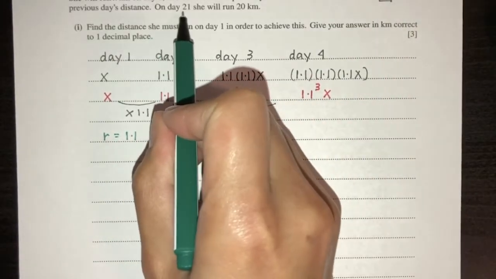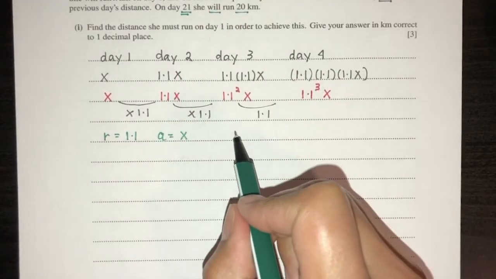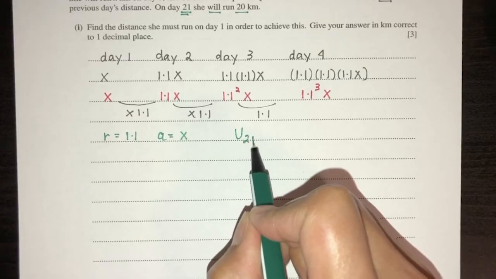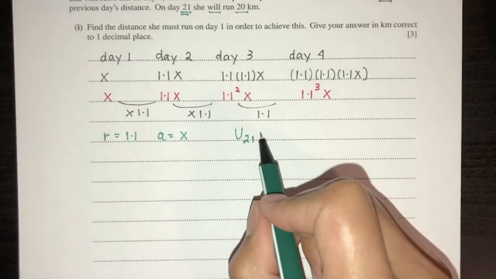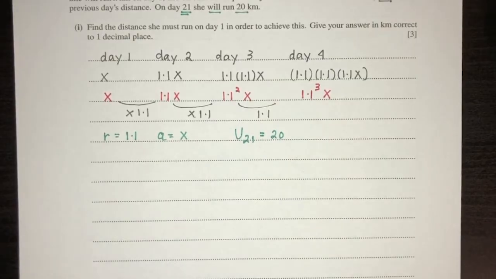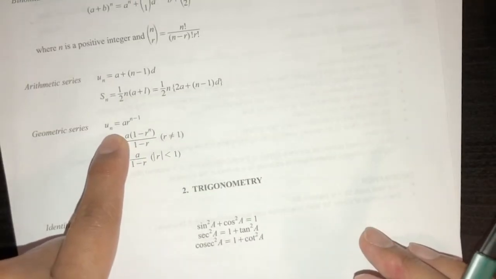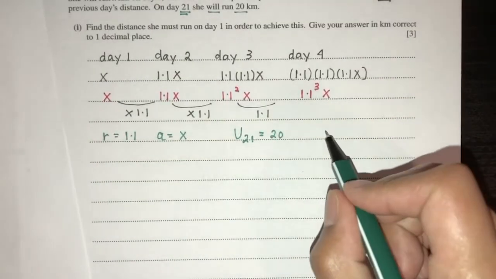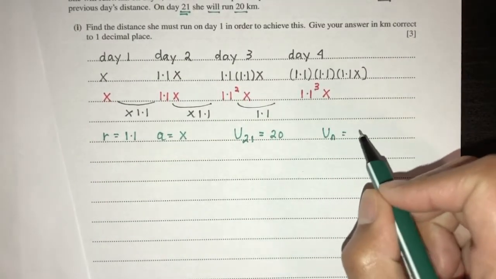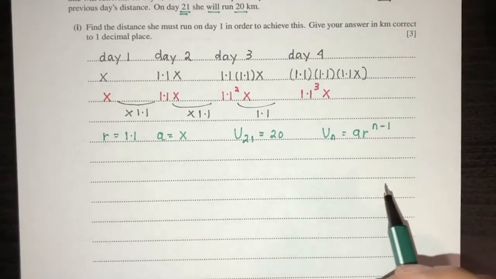It says on day 21 she will run 20 km. On term 21, day 21, she will run 20 km. So let's see how we can write this. Now if you go back to your formula sheet, for a geometric sequence we have this one. This one is the nth term, so u of n is equal to a r to the n minus 1. This is your nth term.